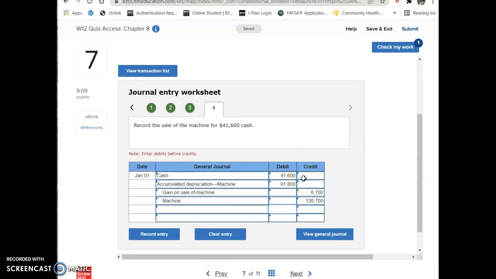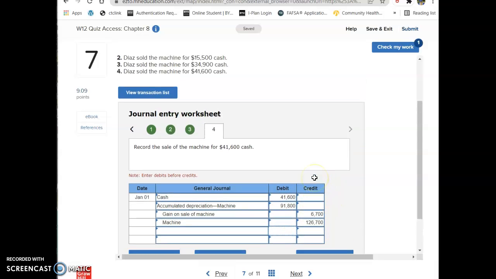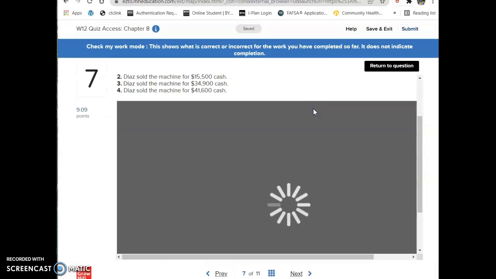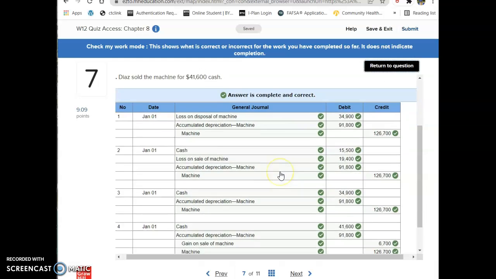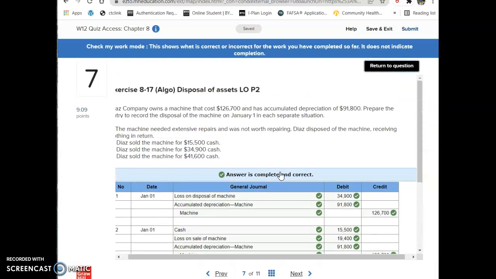Again, definitely go through and double check that your debits equal your credits, then you're sure to be successful that way. Then you can check your work. And looks like we got everything complete and correct on this one.